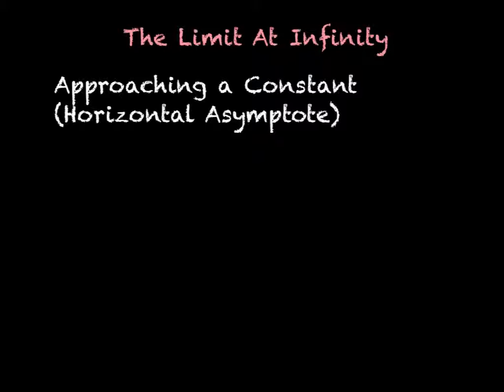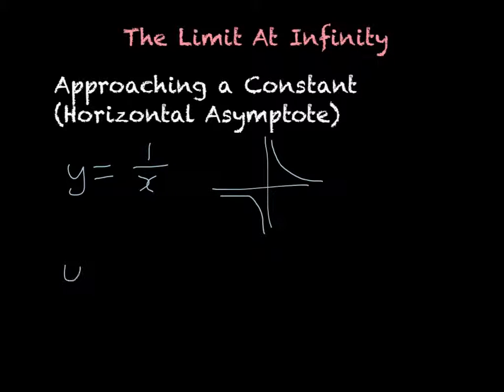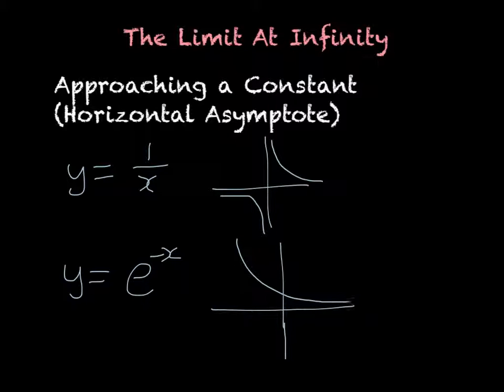In other cases, the function will approach a constant at infinity. Examples of this can be something like a rational function, y equals 1 over x, where our function approaches 0. You can tell by the graph. Or something like y equals e to the power of negative x. So our graph would look something like this. And then you could say that as x approaches infinity, y approaches 0. But note that as x approaches negative infinity, y approaches infinity.